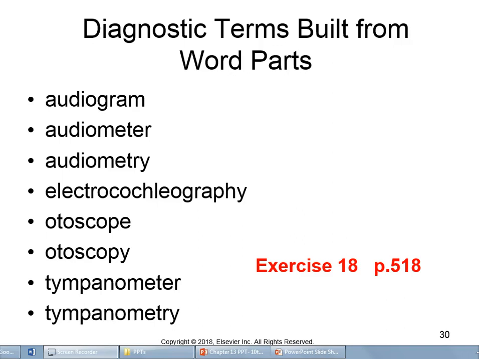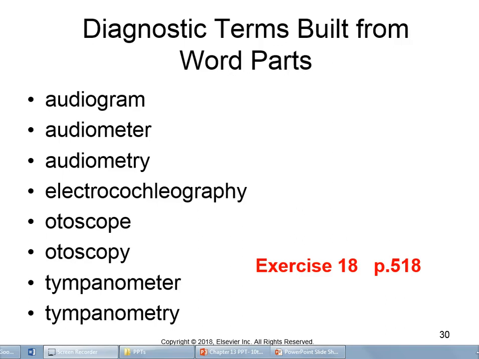I'm pretty sure all of you have had an otoscope shoved in your ear at the doctor at one point. Tympanometer and tympanometry. This is going to look at and measure your middle ear function, essentially. The process would be tympanometry, and the instrument used would be a tympanometer. But it basically gives you an idea of how your middle ear is functioning.